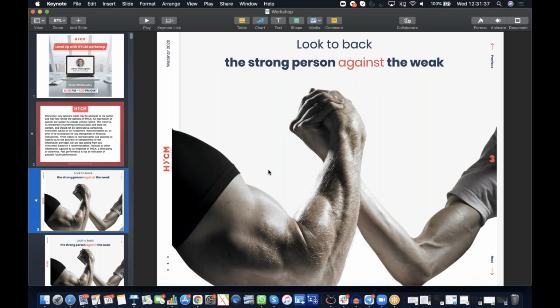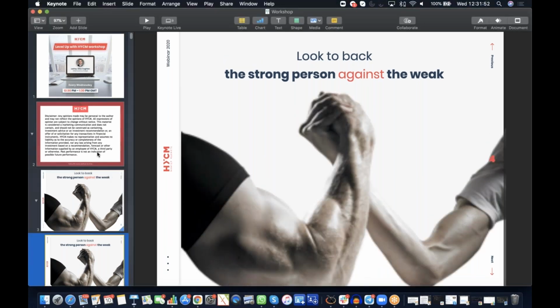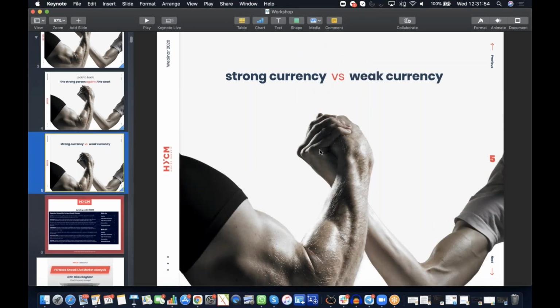Remember, the key concept to have in your minds is you're looking to trade a strong currency against a weak currency. Just as you expect the strong arm to beat the weak arm, in exactly the same way when we're trading, we're looking to trade strength against weakness. Okay, strength against weakness.